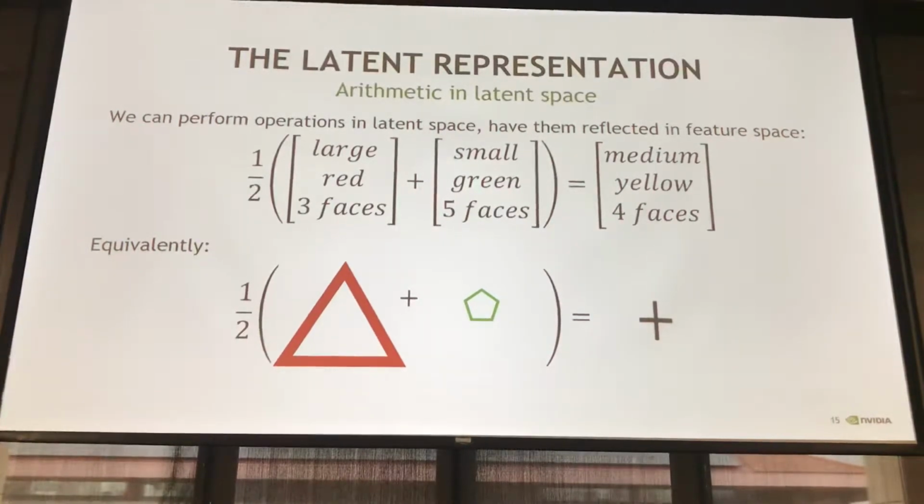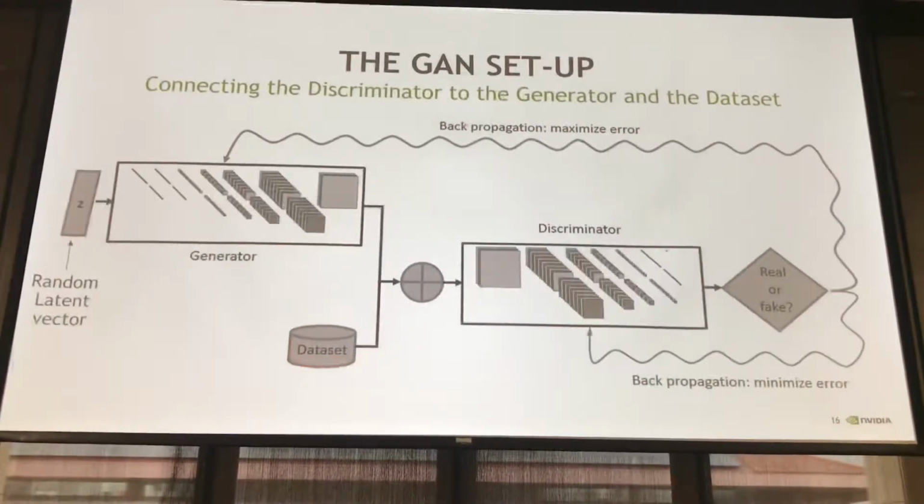If you look at this equation, we have something that's large and red with 3 faces, and something that's small and green with 5 faces. If you add them together, you could come up with something that's medium and yellow and 4 faces. Again, we're reducing the dimensionality of the information. Remember, we gave it images, and now we only have 3 coordinates to characterize our image. You can almost think of it as compression.